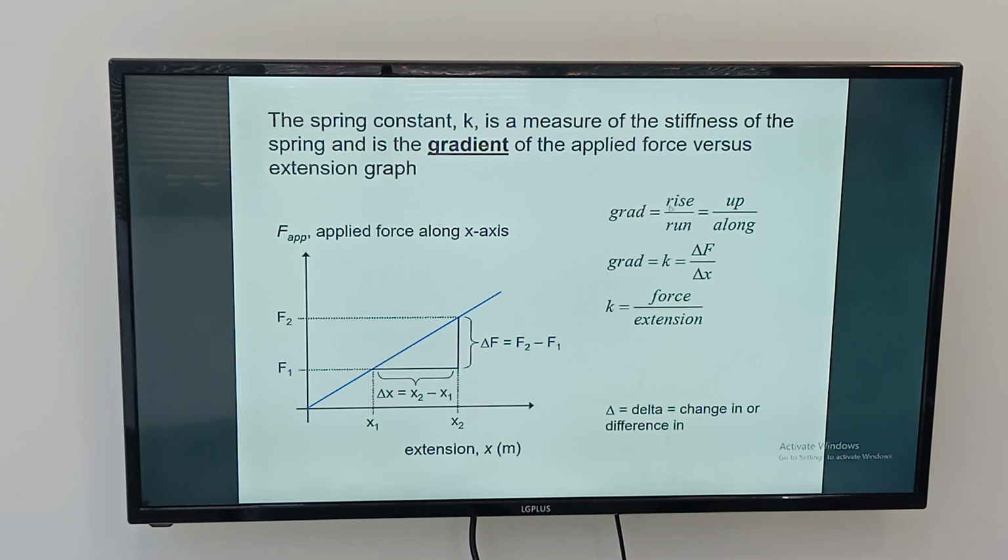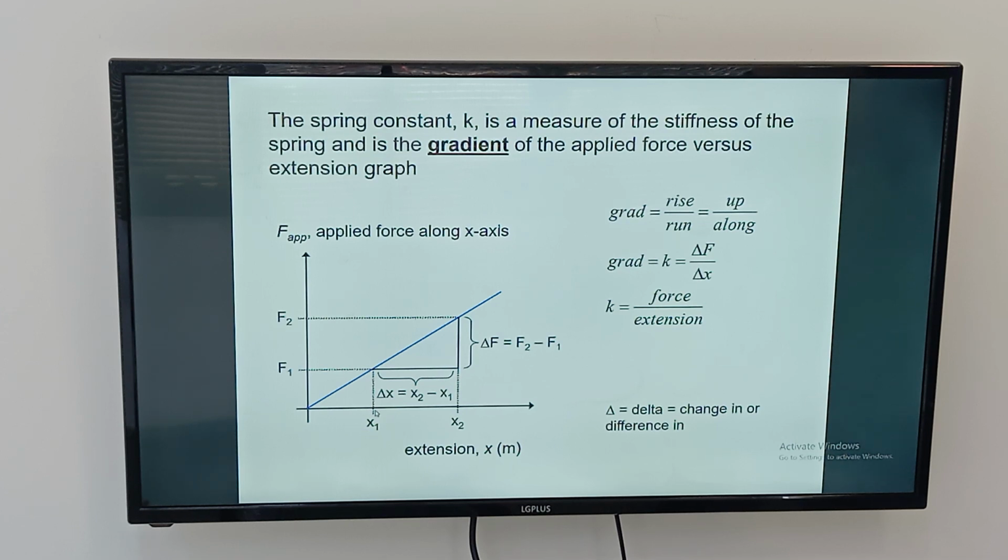You have here the gradient equals the rise divided by the run, or the up divided by the along. The gradient equals the constant, which equals delta force over delta extension. We can look for further explanation through this paragraph. Again, the y-axis is the applied force and the x-axis is the extension.